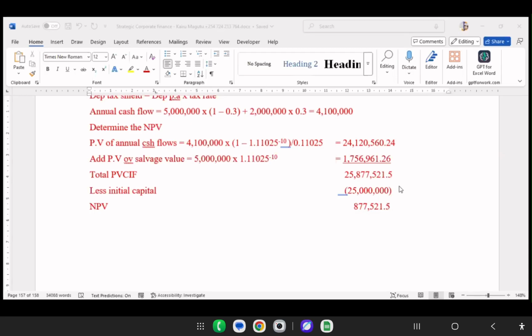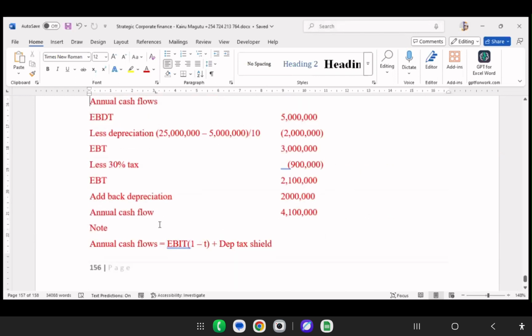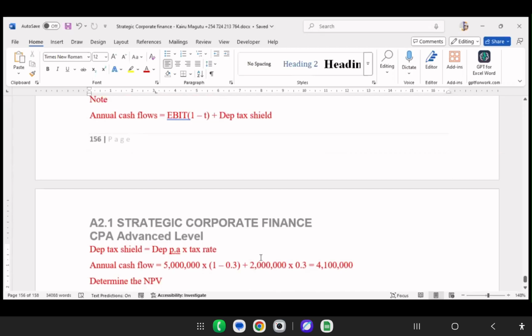Because the ways of solving a problem are so many. A good example: if you found a question that is solved, a simple example like what we have just done. Someone has given you the annual cash flow computed using these steps. In another book, you find that the cash flow has been computed differently. By the end of the day, you are using different figures, but you arrive at an answer. You don't need to use both of them. Just take one, forget about the other one.